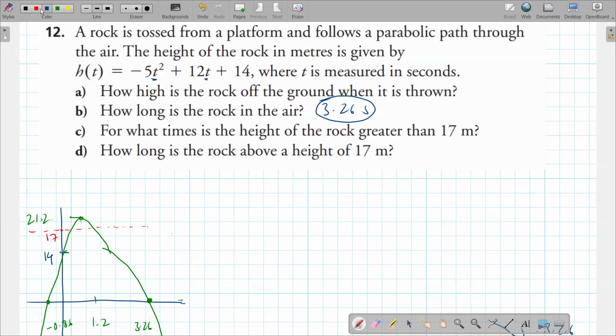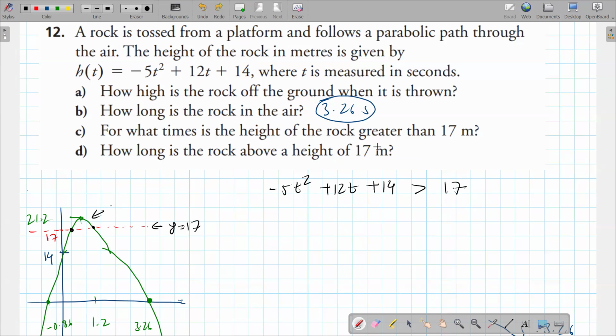How do you find the point of intersection between two curves? We need to find this point and this point. This line is y equals 17. How do you find the POI? Do you remember? You set them equal to each other. So we're going to write negative 5t squared plus 12t plus 14 greater than 17. Why greater than? Because it says greater.